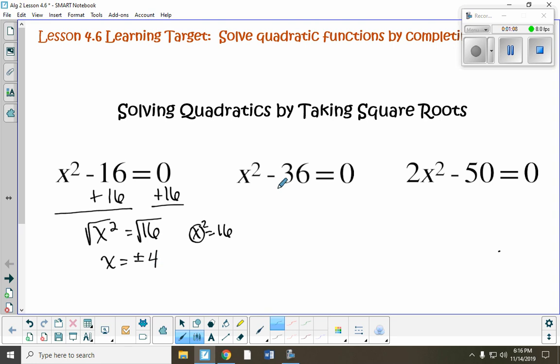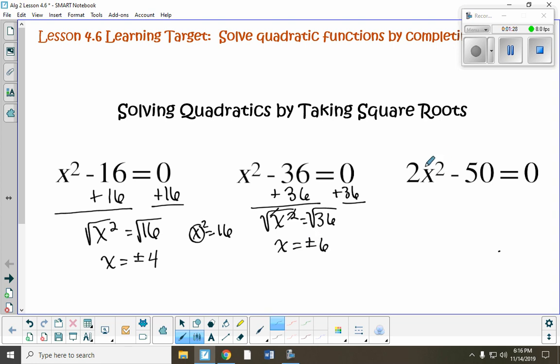In the next problem, again, we'll get x squared by itself. So we have x squared equals 36. Take the square root of both sides. So basically this cancels this. So we have x is equal to plus or minus 6.